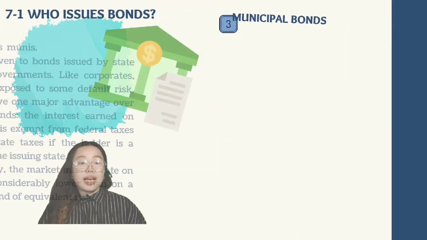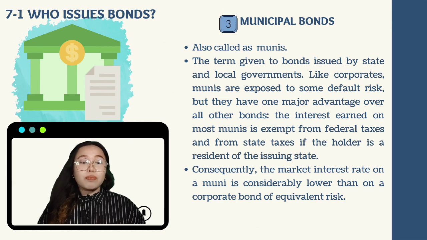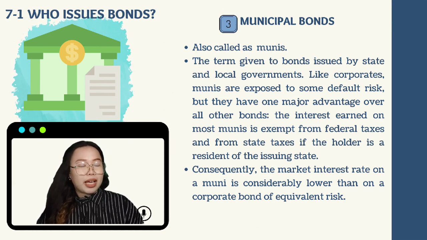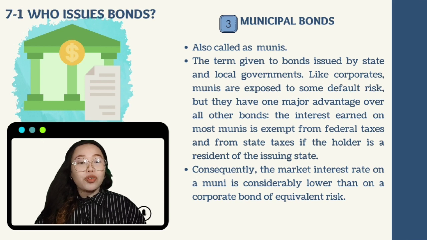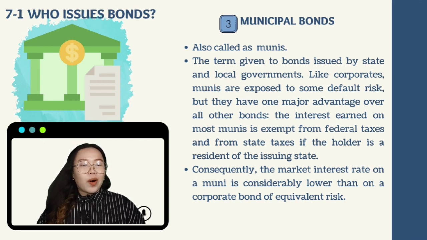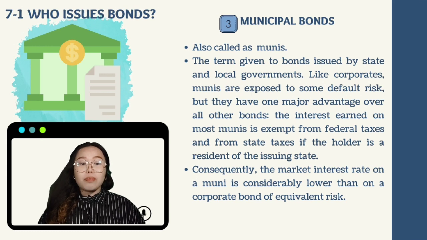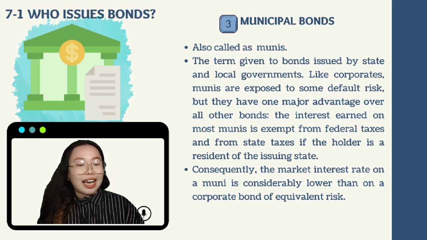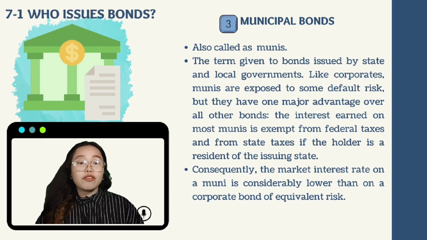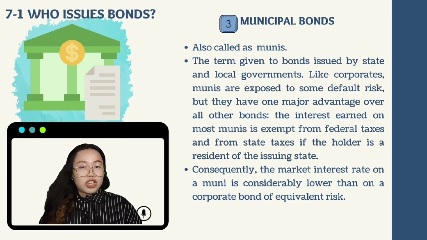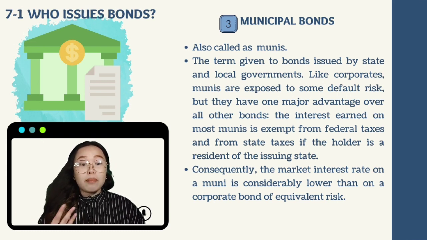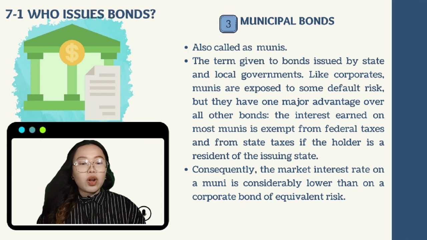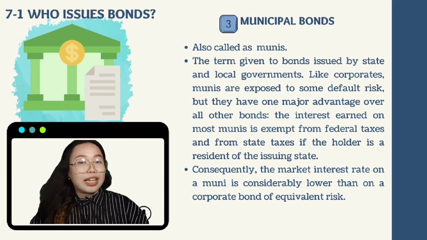It is also called munis, which is the term given to bonds issued by state and local governments. Like corporates, munis are exposed to some default risk, but they have one major advantage over all other bonds. The interest earned on most munis is exempt from federal taxes, and from state taxes if the holder is a resident of the issuing state. Consequently, the market interest rate on a muni is considerably lower than on a corporate bond of equivalent risk.